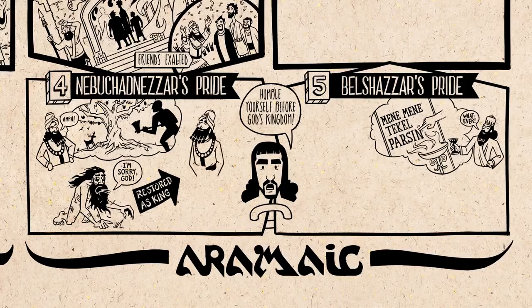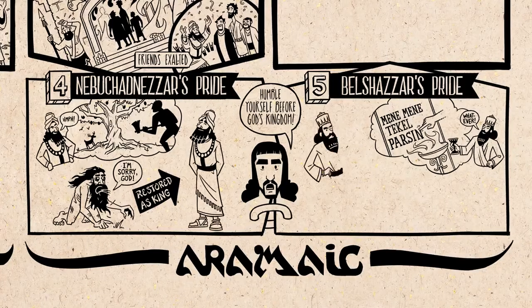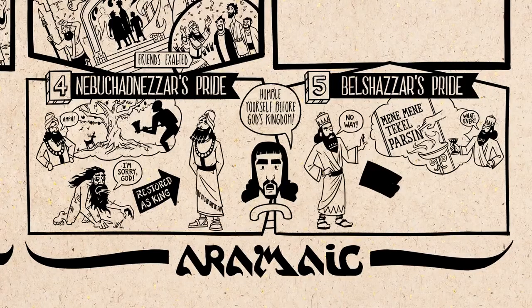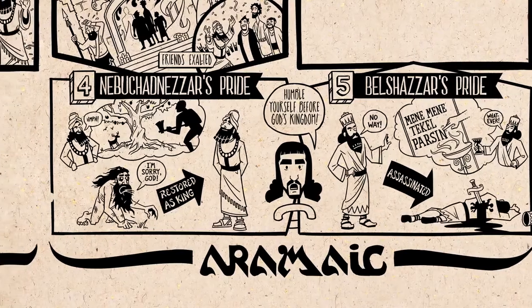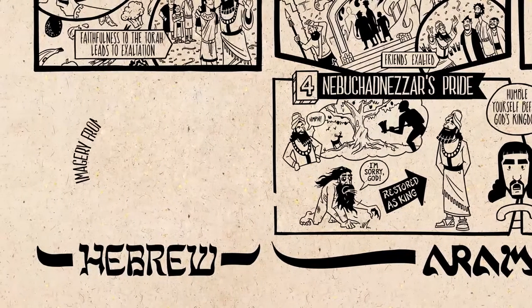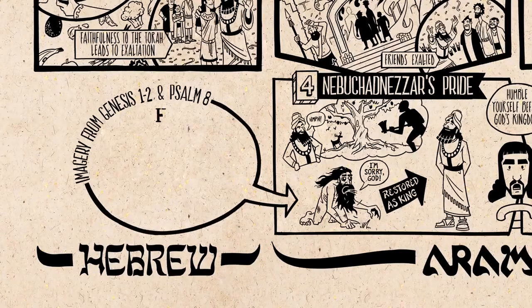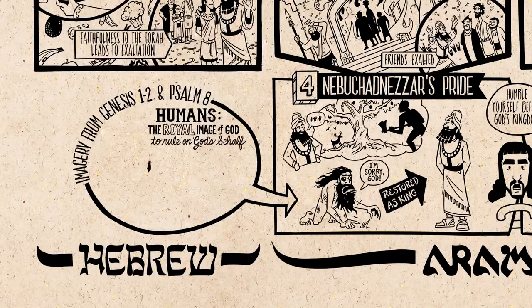But then he humbles himself before God, and his humanity returns to him. He's restored as king. This is in contrast with his son, Belshazzar, who doesn't humble himself before God, and he's assassinated that very night. Now, these 2 stories draw this imagery from Genesis chapters 1 and 2 and Psalm 8, where humans are depicted as the royal image of God. He's given them authority to rule over the beasts of the field and the birds of the air on behalf of God, who is the world's true king.